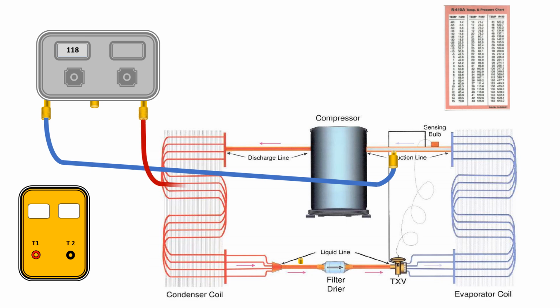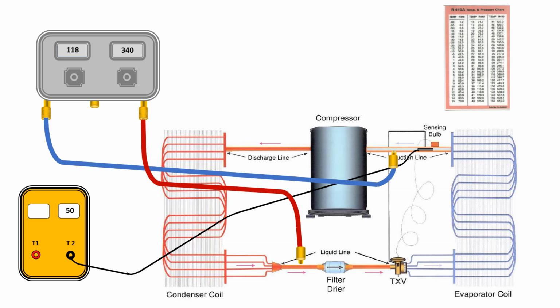Connect the high side gauge to the high side of the system. Note the pressure on the gauge shows 340 psig. Connect the temperature sensor to the suction line. Note the temperature is 50 degrees Fahrenheit.